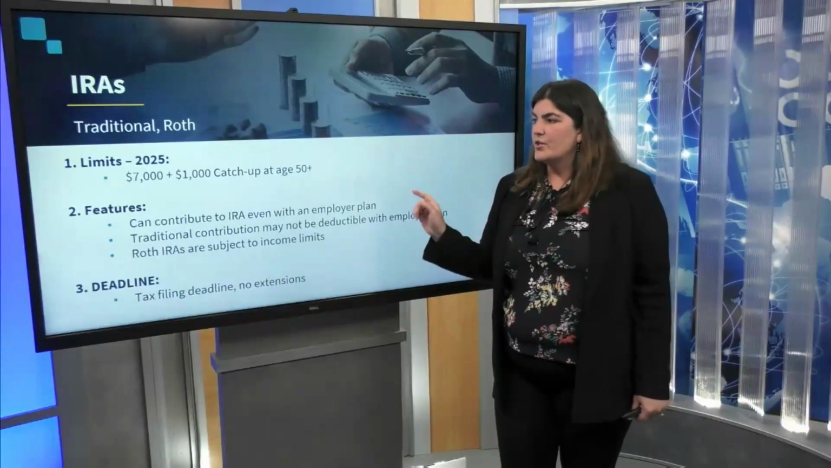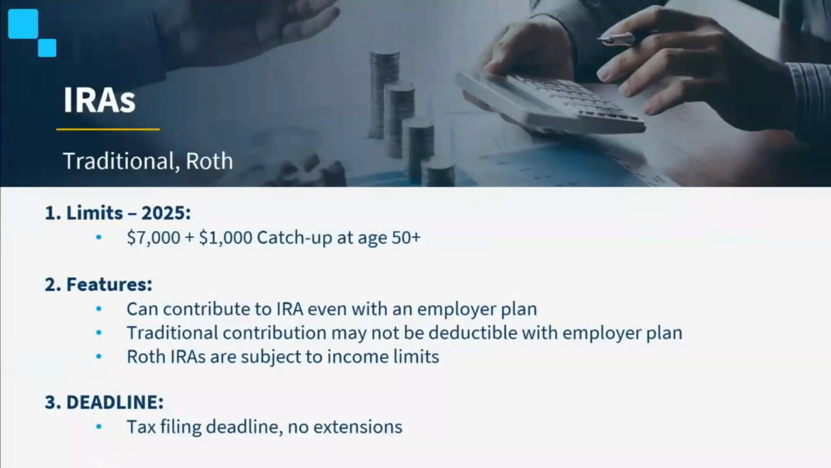There's also traditional and Roth IRAs. So again, there's both kinds. The limits are significantly lower. So if you have an employer plan, you can contribute a lot more to the employer plan than you can to the IRAs. But you can contribute to the IRAs in addition to your employer plan. So for those of you who are already maxing out on your employer plan, you can use the IRA to even save more.